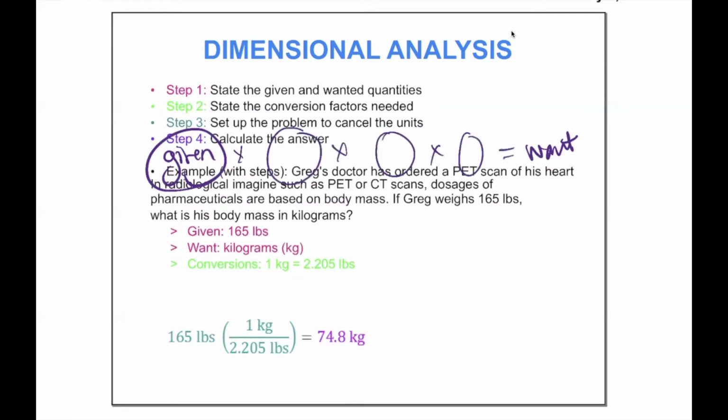So then we look at the conversion factors that we need to get from the given unit to the one we want. The next step is to set up the problem and cancel the units. And the last step is to actually put the numbers through your calculator to get your final answer. And a final step that's not listed here is we need to determine the number of significant figures, write our answer in the number of significant figures with the unit, and circle our answer.